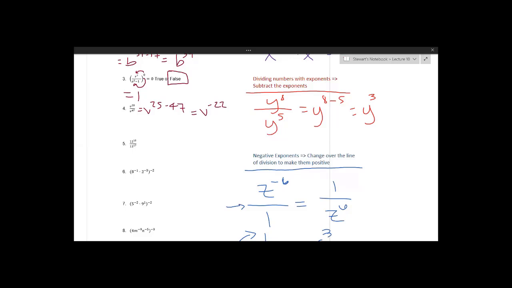If your professor is okay with you leaving it this way, then cool, but we can use the negative exponents rule, which is where we would change that v to the negative 22nd and move it over the division line to make it positive. So we can think about this as v to the negative 22nd over 1. And then we'd move this over the division line into the denominator to make the exponent positive again. So we'd end up with 1 over v to the positive 22nd power. And that would be our final, I guess, proper answer, so to speak.